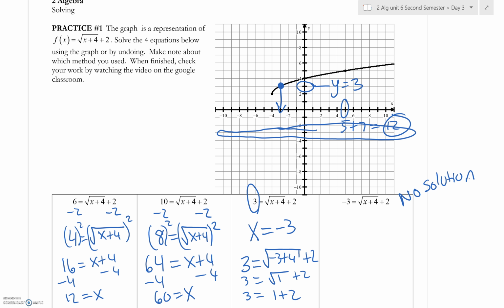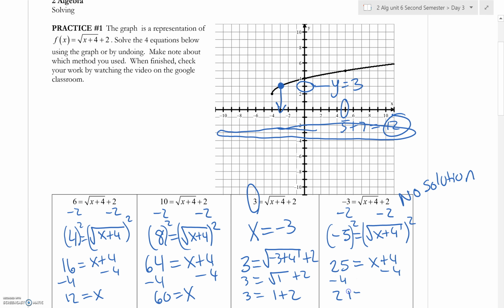If you hadn't had the graph to look at, if you only had the equation, you might think that your best option would be to solve by undoing. And so we've got minus 5 equals the square root of x plus 4. Now we can square both of those. It is possible. Minus 5 squared would be 25. And then we'd have x plus 4. Subtracting 4, we would get 21 equals x. So without looking at the graph, we actually might be tempted to say that the solution to this equation is 21, but we can see it has no solution.